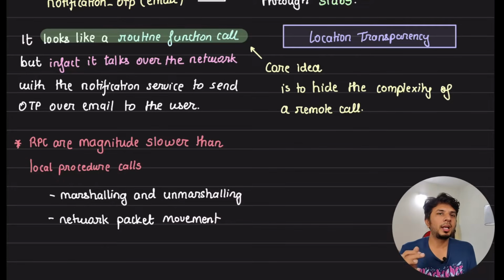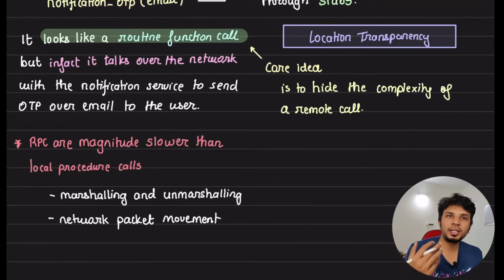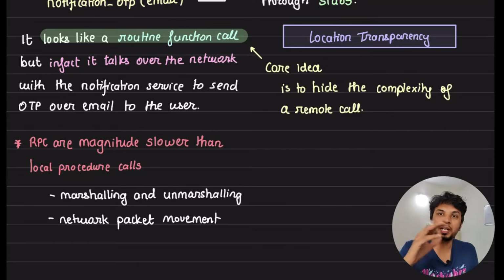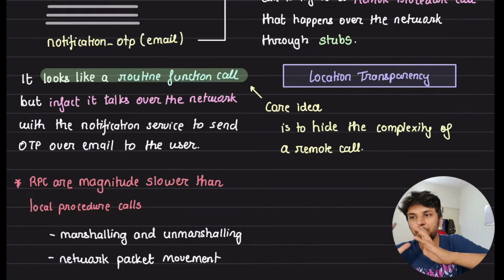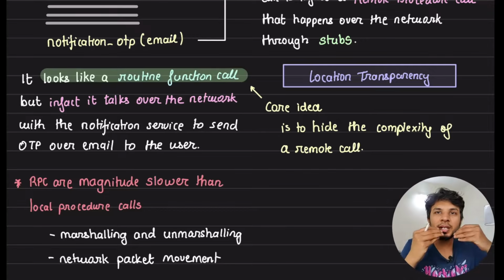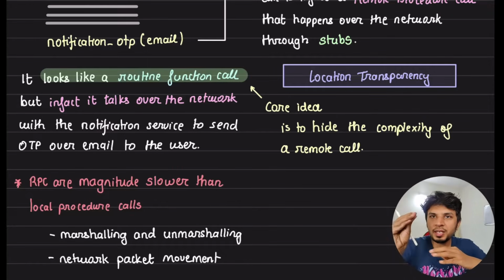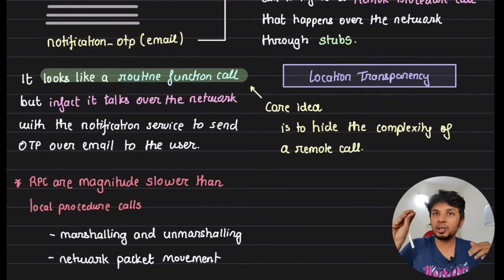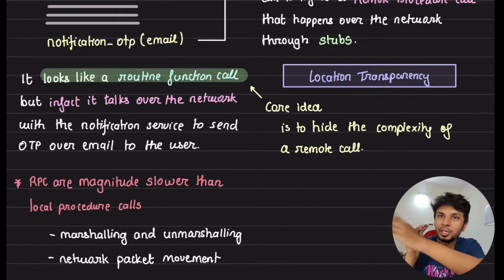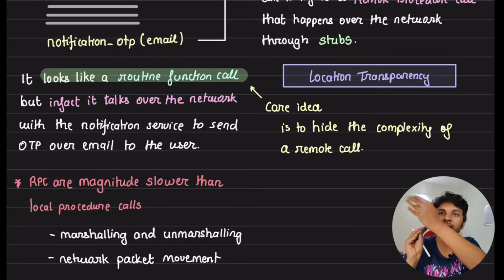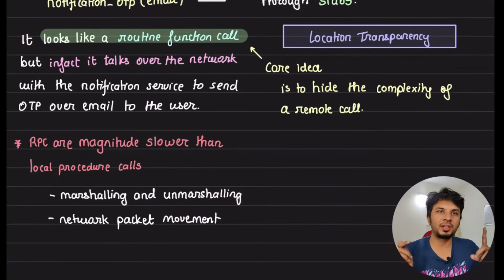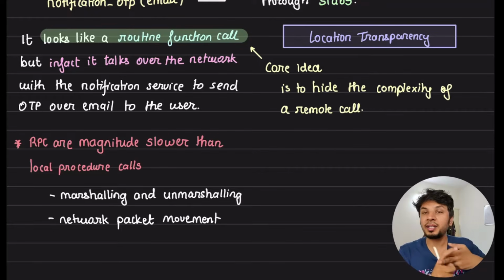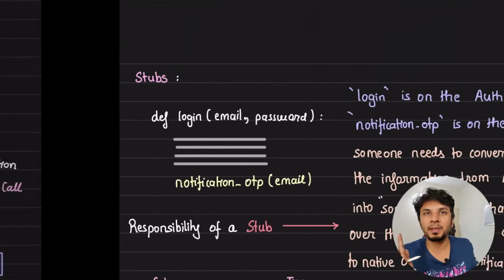And what RPC actually abstracts out for us is marshalling. For example, when you are invoking the function notification_OTP and pass in email, someone needs to take the email, which is what I want to send to this server, and that server needs to understand that, hey, notification_OTP is the method called on your end, give me the response back. Right? So who does this? RPC manages this for us. Marshalling, unmarshalling, network packet movement, everything is abstracted by RPC.